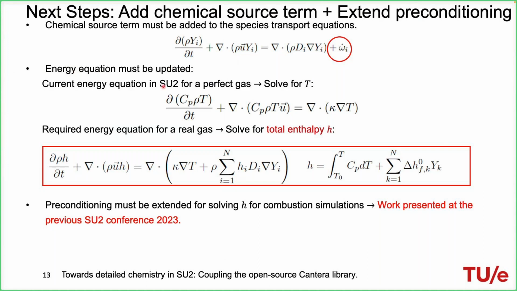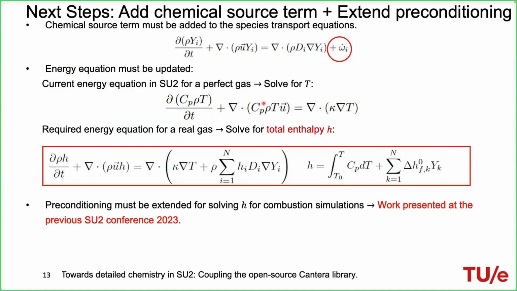flow. In SU2, we currently solve an equation for a perfect gas where we solve for temperature. This is the equation that we currently solve in SU2 compressible flows. However, for real gases and for combustion applications, we should solve the equation for the total enthalpy, where the total enthalpy is given by this expression. And now with Cantera, we can retrieve these values because they are in Cantera, and we have to update the energy equation in order to solve this equation instead of this one.